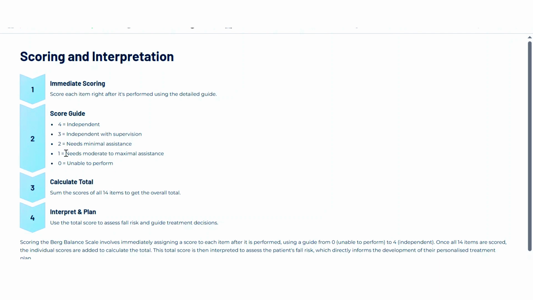So, the scoring skills involve immediately assigning a score to each item after it is performed. It is a very important step, as I have told you. After performing, you just have to score from 0 to 4, whether the patient is able to perform the task completely independently or unable to perform. That depends on the patient's condition as well. So you just have to do all of these things. Okay, so scoring and interpretation means this.